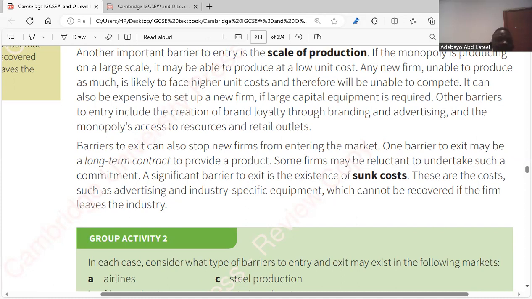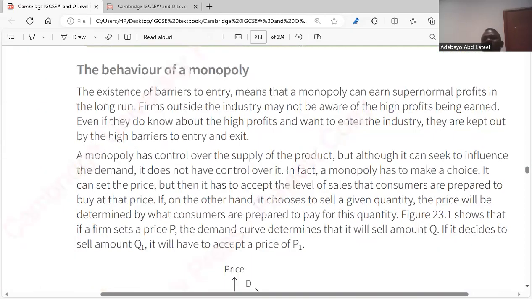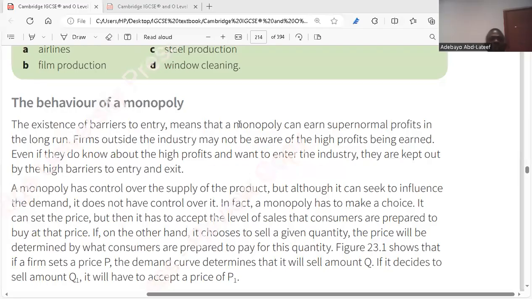It is difficult because you think about the amount of money you have to spend over a long period of time. You won't be able to opt out if anything goes bad. You have to continue. You have to honor that contract. So these are the reasons why monopoly might continue. Any question about that? No. So we go to the behavior of monopoly.